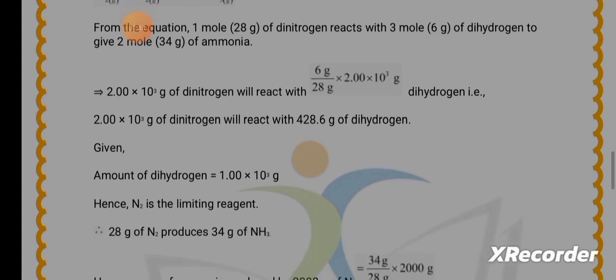Clear? Now here you have 2 into 10 to the power 3 gram. So firstly you have to calculate the mass or the moles. By 2 into 10 to the power 3 gram dinitrogen, how much hydrogen will it react with? 6 by 28 multiply by 2 into 10 to the power 3.